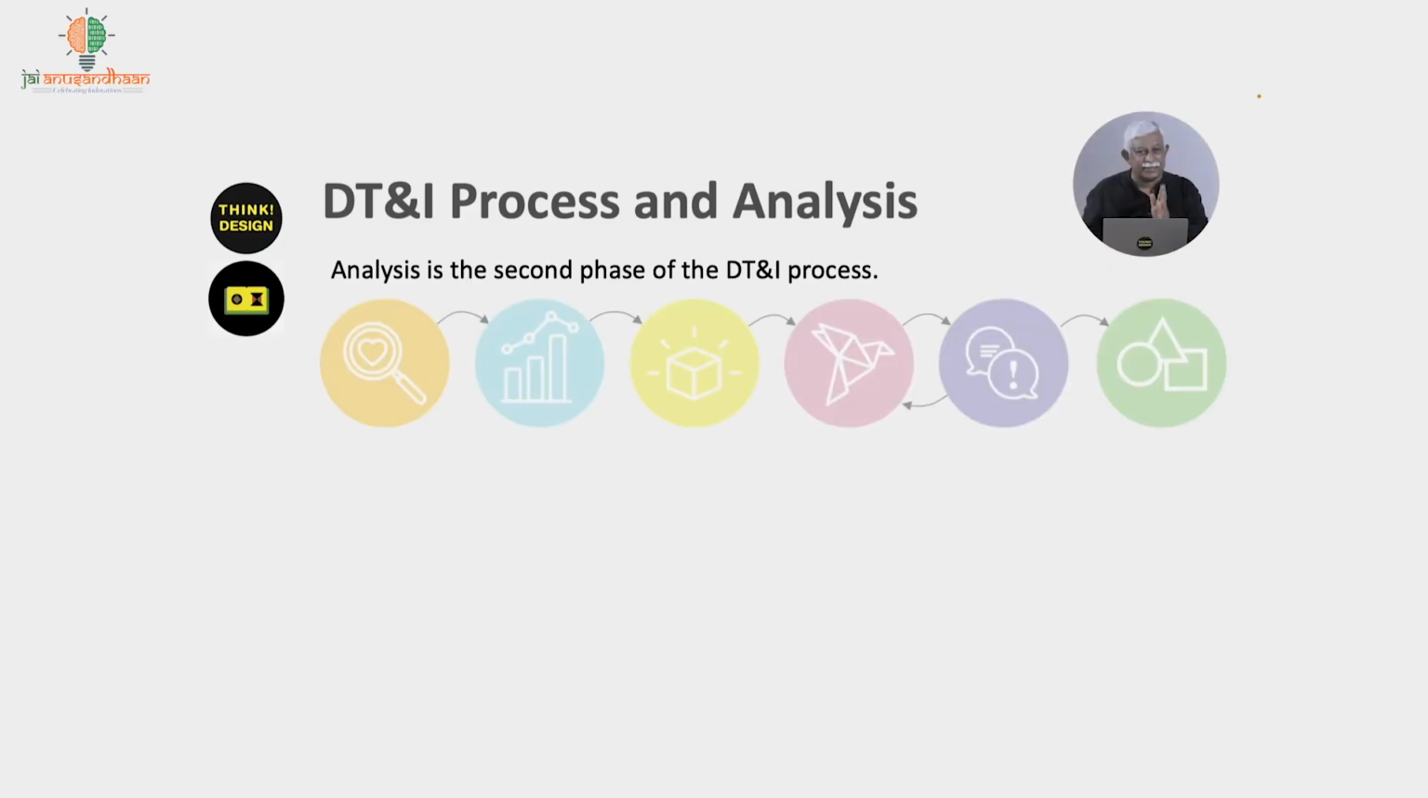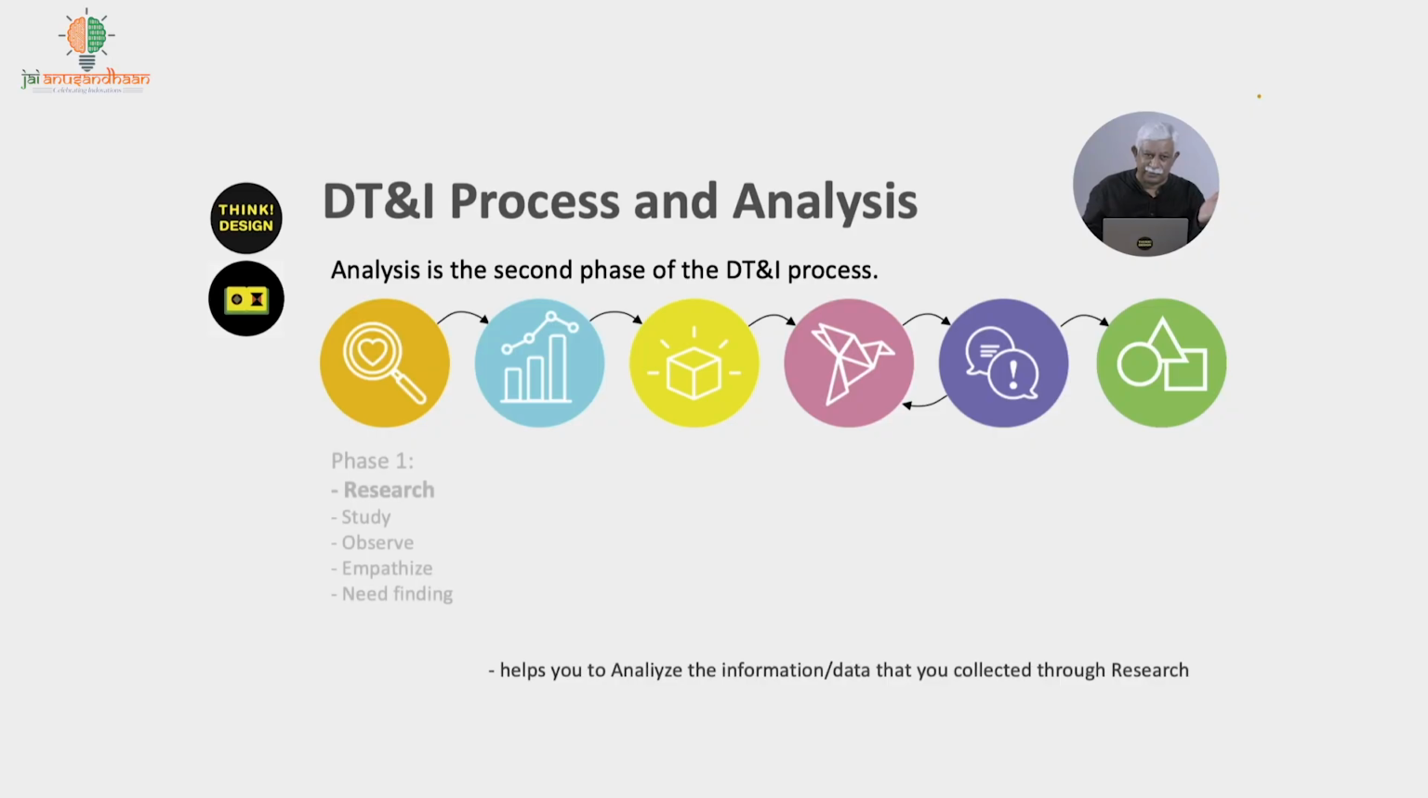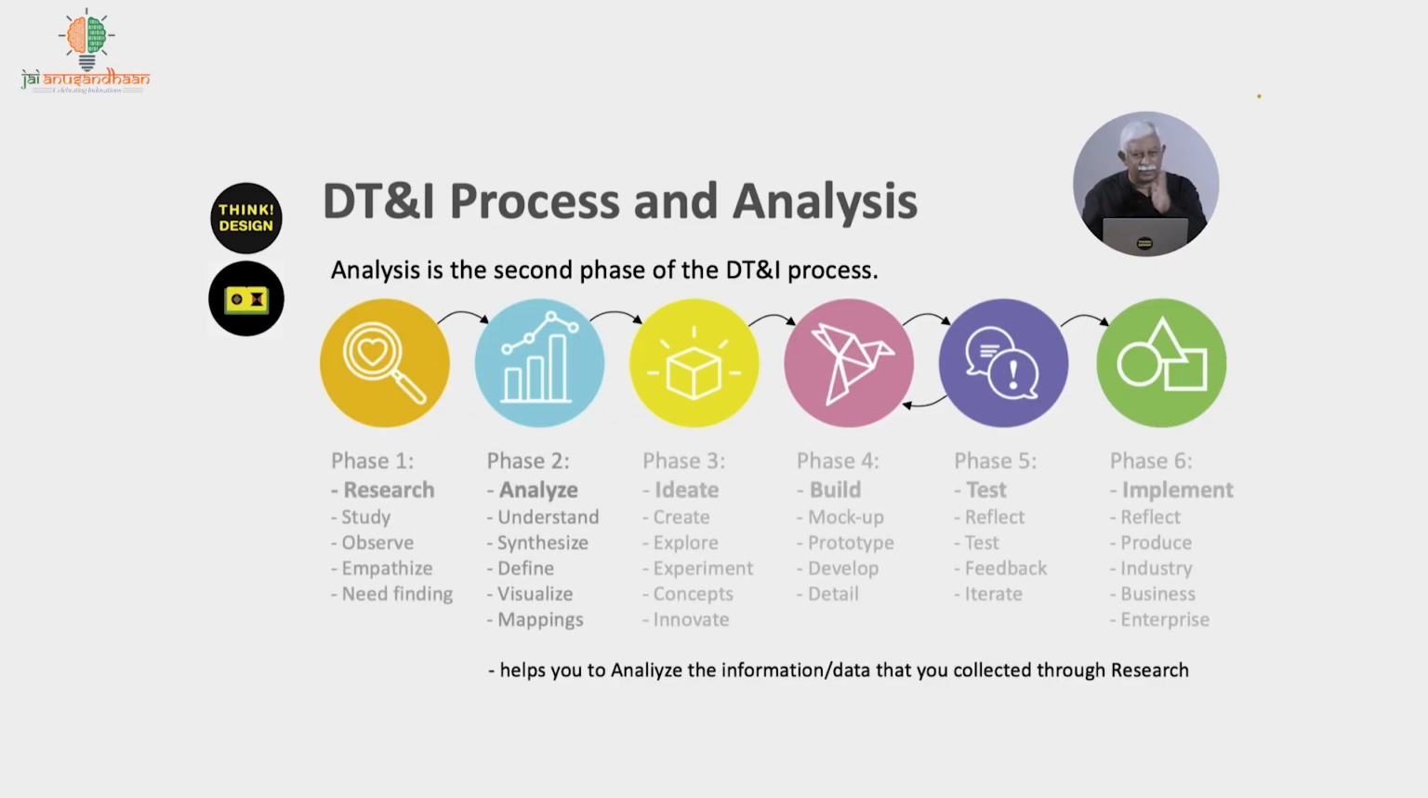So analysis is the second phase of the design thinking and innovation process. We finished the first part where you did primary research and secondary research. Now we are at the second phase, which has to do with whatever information that you've collected in both primary and secondary research. We'll analyze it here because analysis leads to understanding. It also makes it much more clear what exactly you need to do. Okay, so that's something we'll do in this phase. And then we'll follow it with ideation, building, testing and implementing it.